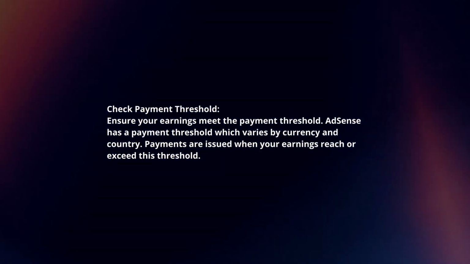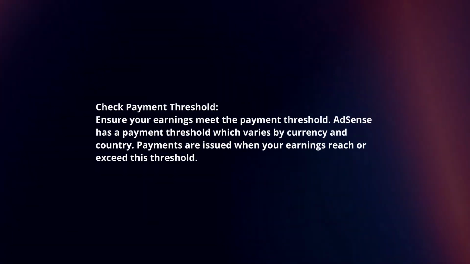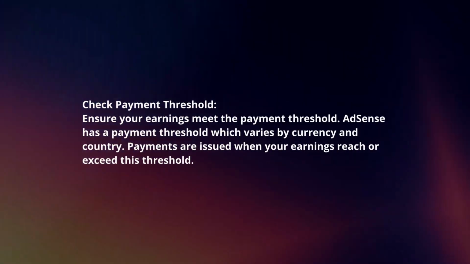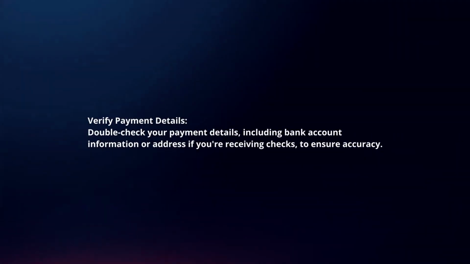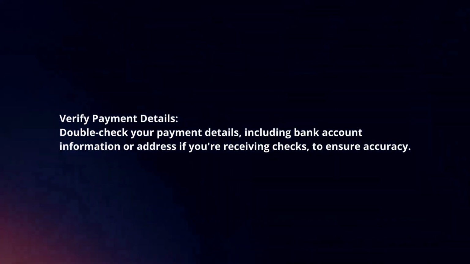Check payment threshold. Ensure your earnings meet the payment threshold. AdSense has a payment threshold which varies by currency and country. Payments are issued when your earnings reach or exceed this threshold. Verify payment details. Double-check your payment details, including bank account information or address if you're receiving checks, to ensure accuracy.